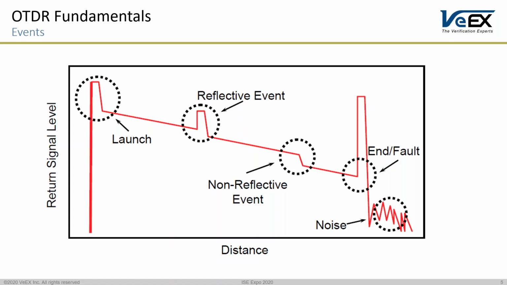So the next event you see here is a reflective event. This is where an air gap exists. Usually this indicates a connector or a mechanical splice. Then you have a non-reflective event, which could be either a fusion splice or a macro bend if you're using multiple different wavelengths to compare them to. Then at the end, you have another reflective event, and this is followed by the noise. That basically tells you that's the end of your cable, the end of your fiber.